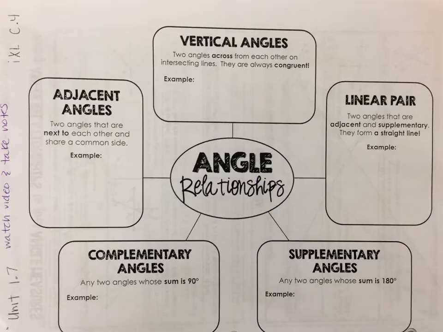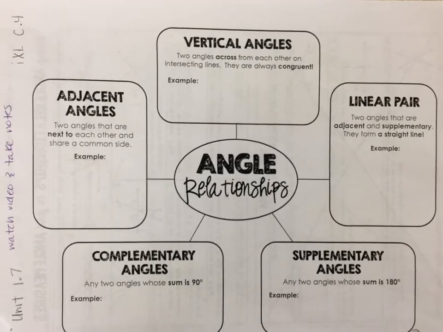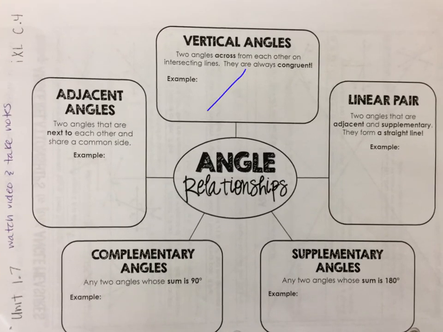So this page is just a review of everything we just talked about. We're going to draw examples of each one. So we'll start up top with vertical angles. They make that perfect X, across from each other. And if 1, 2, 3, 4, I know that angle 1 is congruent to angle 3. Angle 2 is congruent to angle 4.